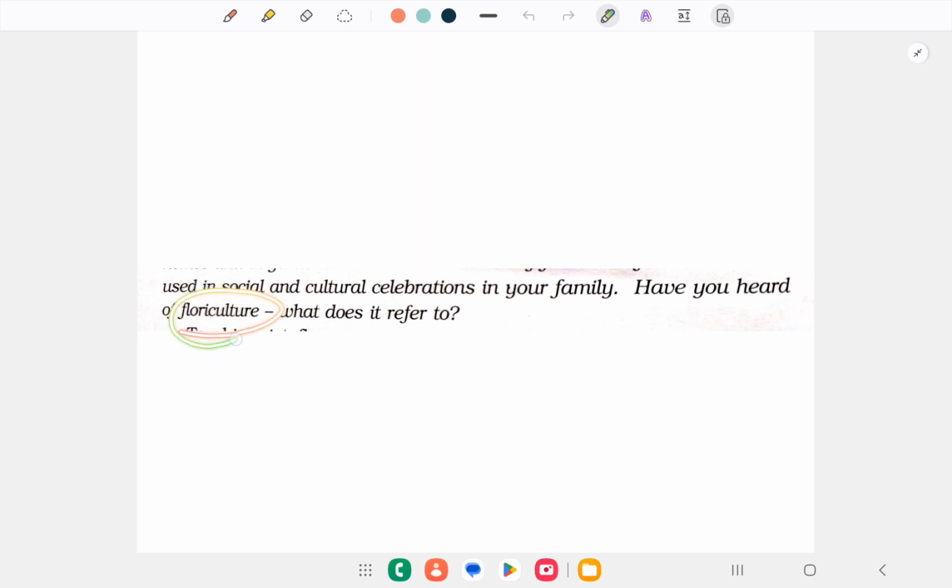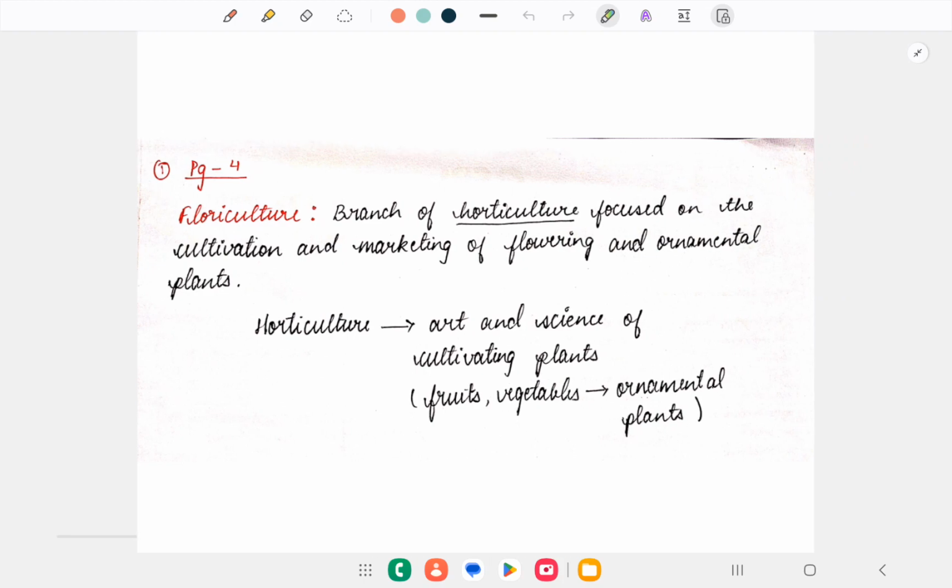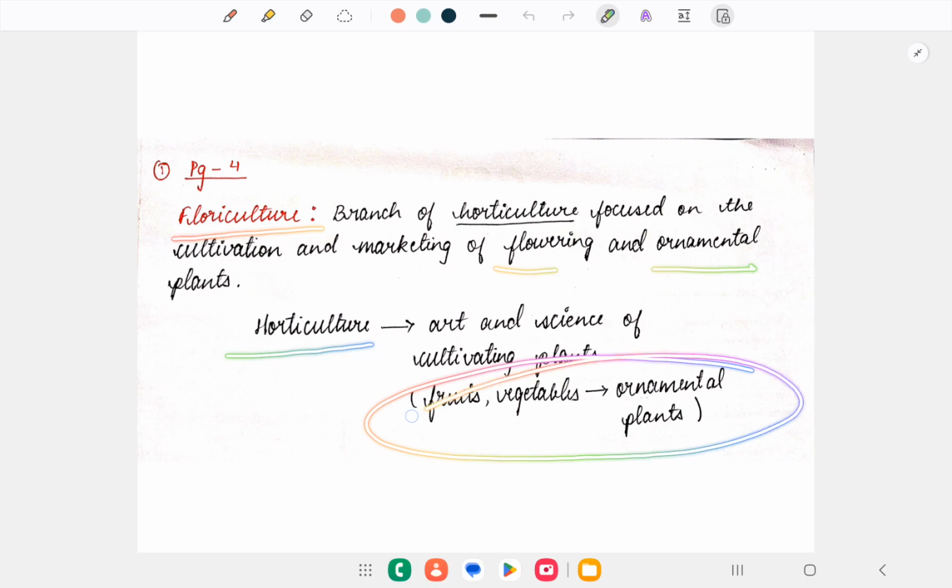So basically floriculture is a branch of horticulture. Horticulture is the art or the science of cultivating plants. It ranges from fruits and vegetables to ornamental plants. A structured answer to this question could be: floriculture is the branch of horticulture focused on cultivation and marketing of flowering and ornamental plants. So particularly in floriculture we'll be dealing with flowering and ornamental plants, whereas horticulture ranges from all the fruits and vegetables to the ornamental plants.